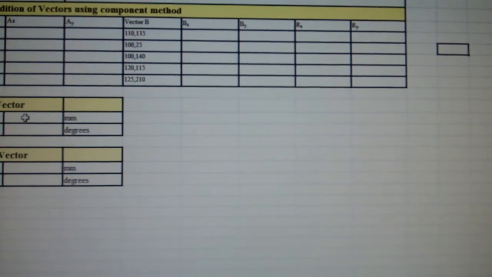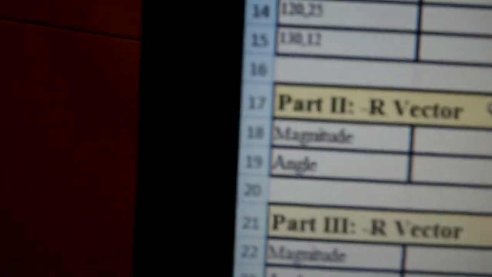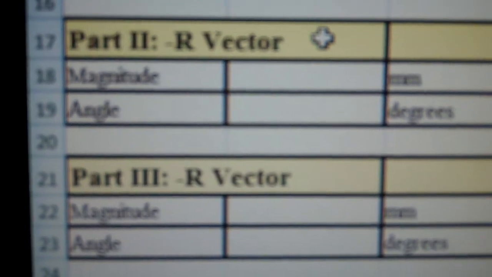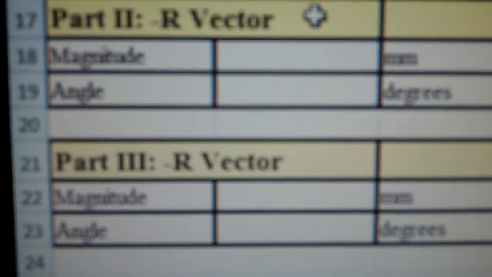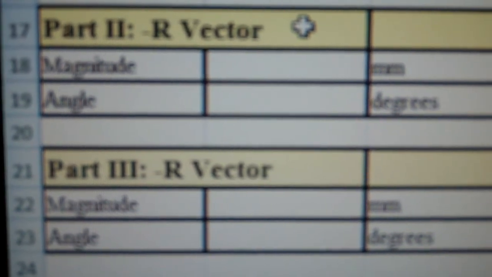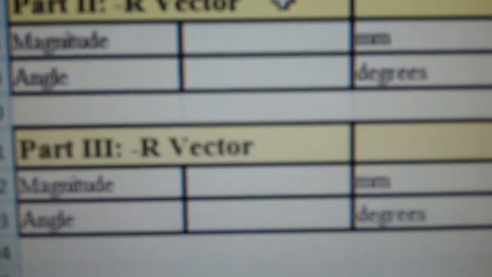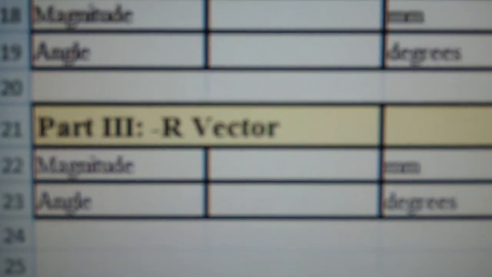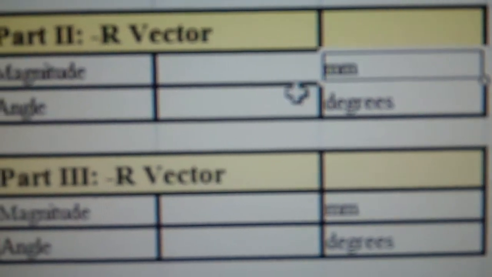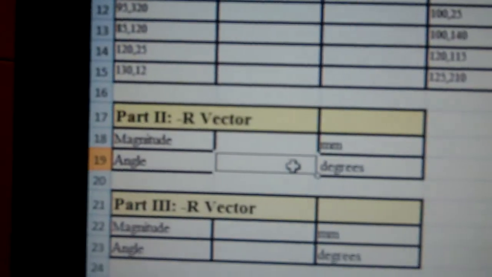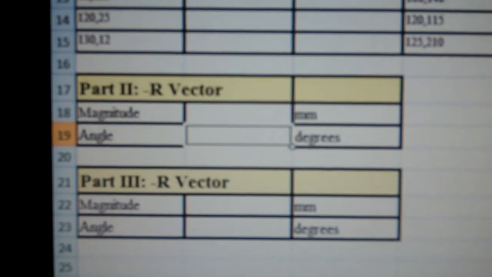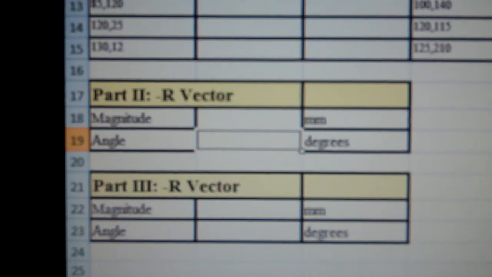Okay? Now, for this part right here, part 2, it says minus r vector. That's going to be the vector that balances the resultant vector that you calculate. So it's got the same magnitude, you just change the angle by 180 degrees. And the same is true with this one here. The one mistake I see the most frequent, well, there's two mistakes. One is people leave it in grams, and the second is they don't add 180 degrees. Alright, so now, in the next video I'll show you how to check your work for part 1C.